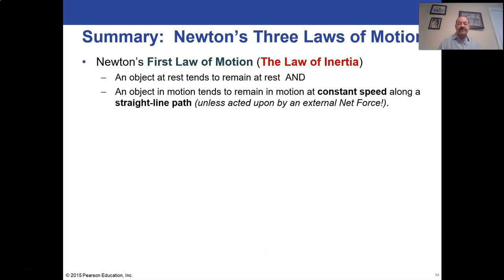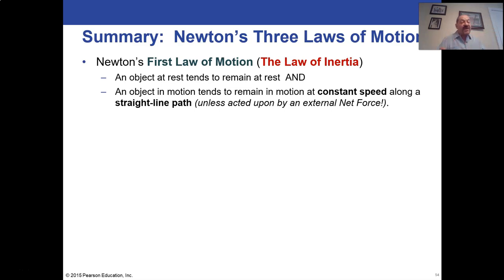So to review the three laws of motion, an object at rest remains at rest, and an object in motion tends to remain in motion at constant speed along a straight line path. This is Newton's first law of motion, also known as the law of inertia. In other words, an object has mass, it has inertia, it has a sluggishness towards being accelerated. It requires a certain amount of force to make it move faster, make it move slower, change its direction, and that requires force. And the bigger the mass, the more force it requires.